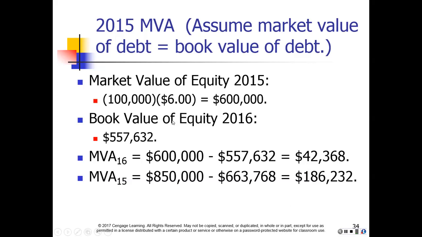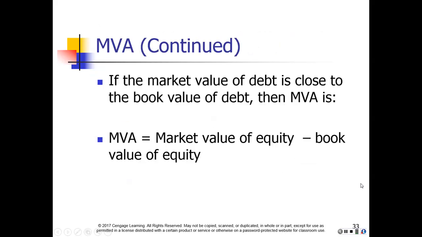In 2015, actually, price per share was $8.50. So market value was 850,000. All right, book value of equity was 663,000, and market value added is 186,232.